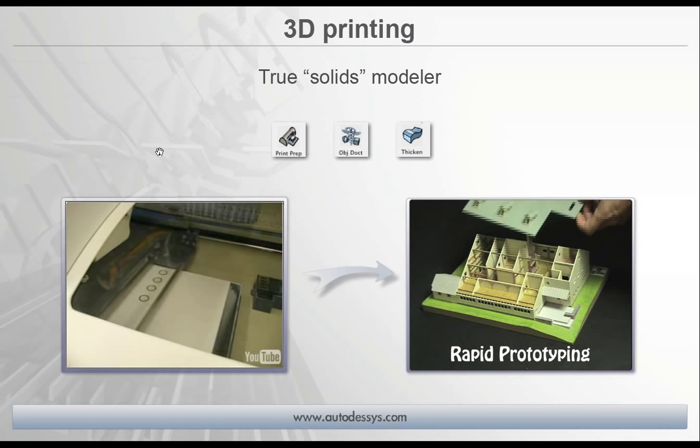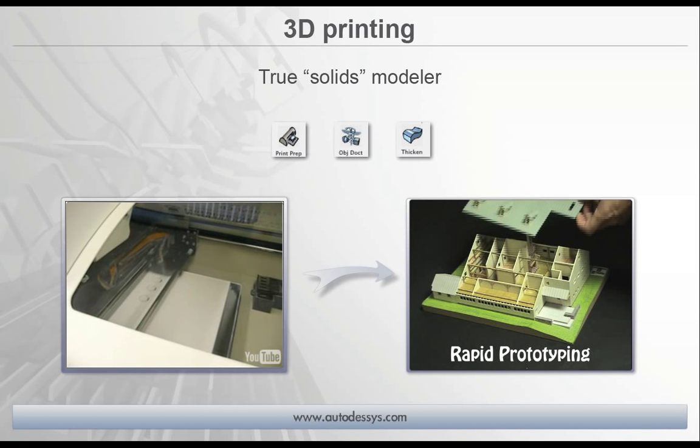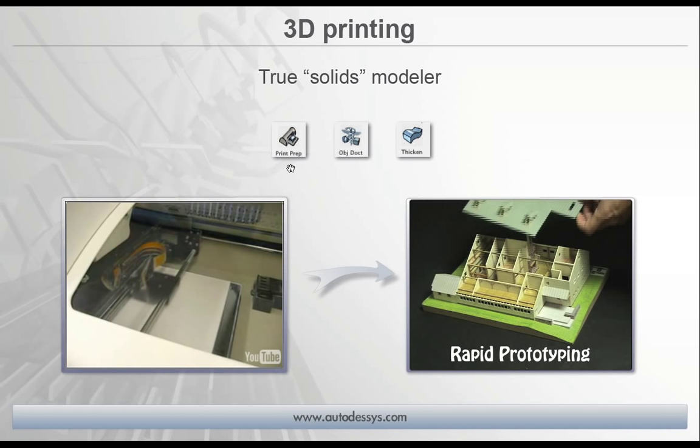That's sort of fun. Now as for 3D printing, true rapid prototyping here, since FormZ is a true solids modeler, always has been, is now, and always will be a true solids modeler, which is a perfect companion for the 3D printing process because it can only print solid objects. And in addition to that, we also have more tools that can help you out even further. There's a print prep tool, which automatically analyzes your model to make sure it prints right the first time.